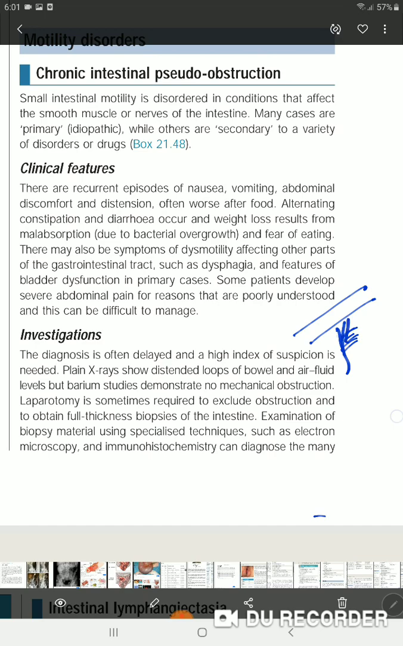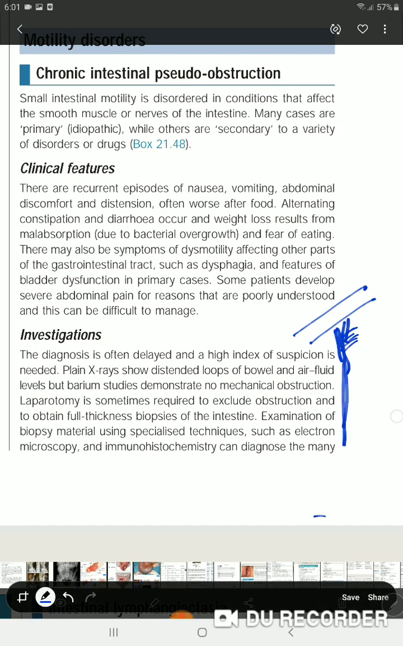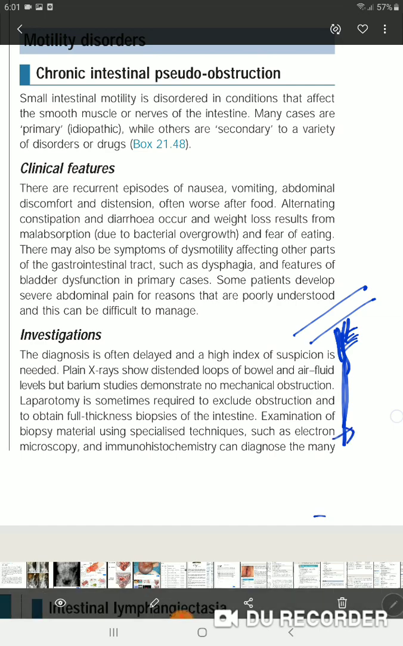This is the nervous system. So we want to see whether the nervous system can work properly or not. This is the finding we expect in the biopsy. In the biopsy we see if there is any primary lesion or nervous system problem. So in the biopsy we see electron microscopy and immunohistochemistry.